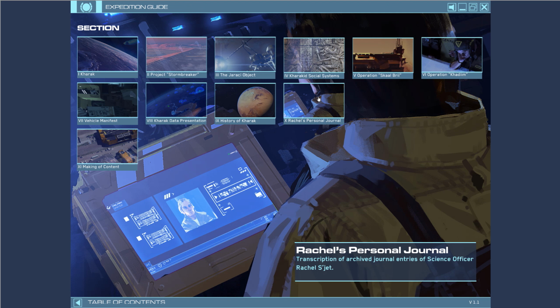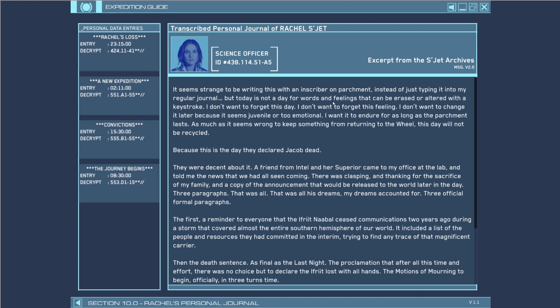It seems strange to be writing this with an inscriber on parchment instead of just typing it into my regular journal, but today is not a day for words and feelings that can be erased or altered with a keystroke. I don't want to forget this day. I don't want to forget this feeling. I don't want to change it later because it seems juvenile or too emotional. I want it to endure for as long as the parchment lasts.